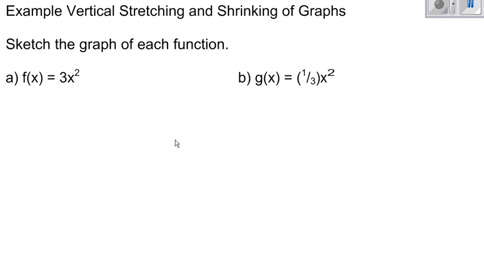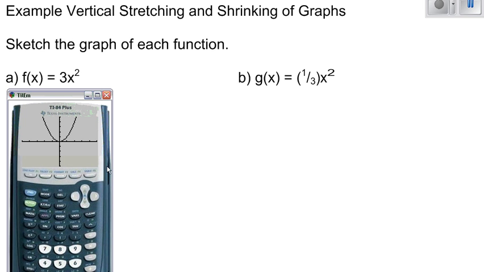So now we're going to take a look at vertical stretching and shrinking. So f of x equals 3x squared. We know that's the basic function x squared, which would look like this. Again, this time my window is set from -5 to 5 for the x and -5 to 5 for the y. And that's just the graph of regular x squared.